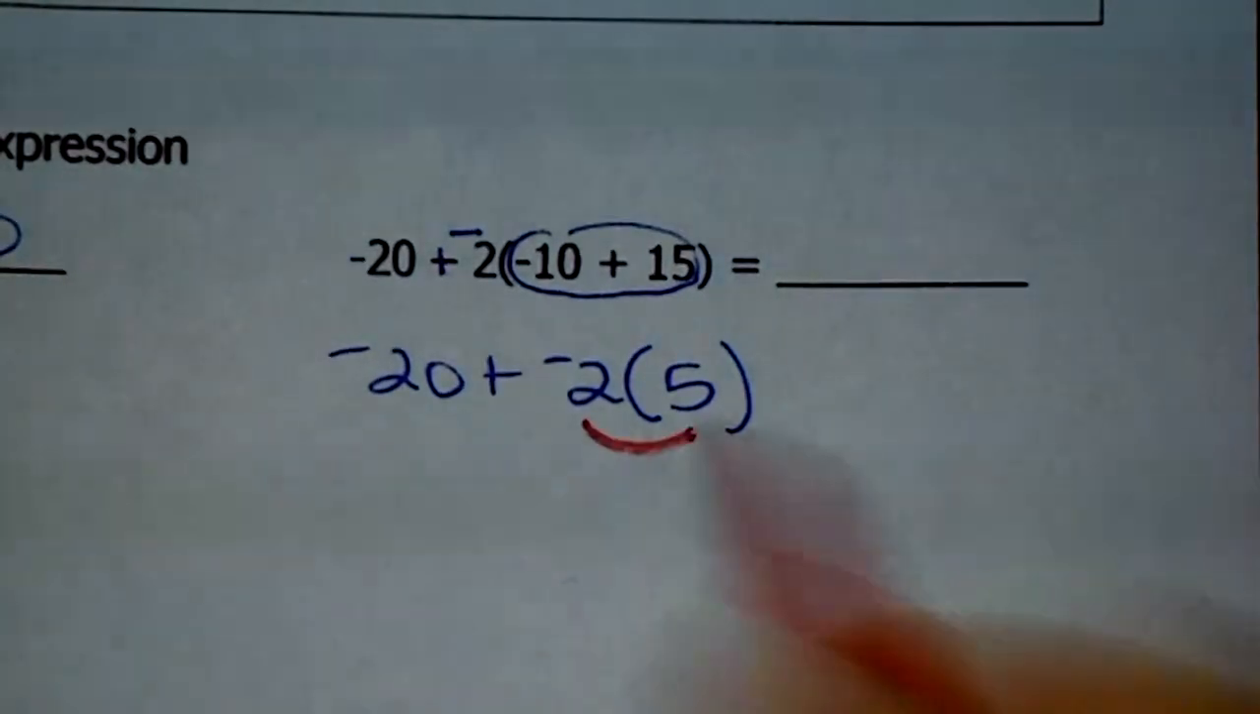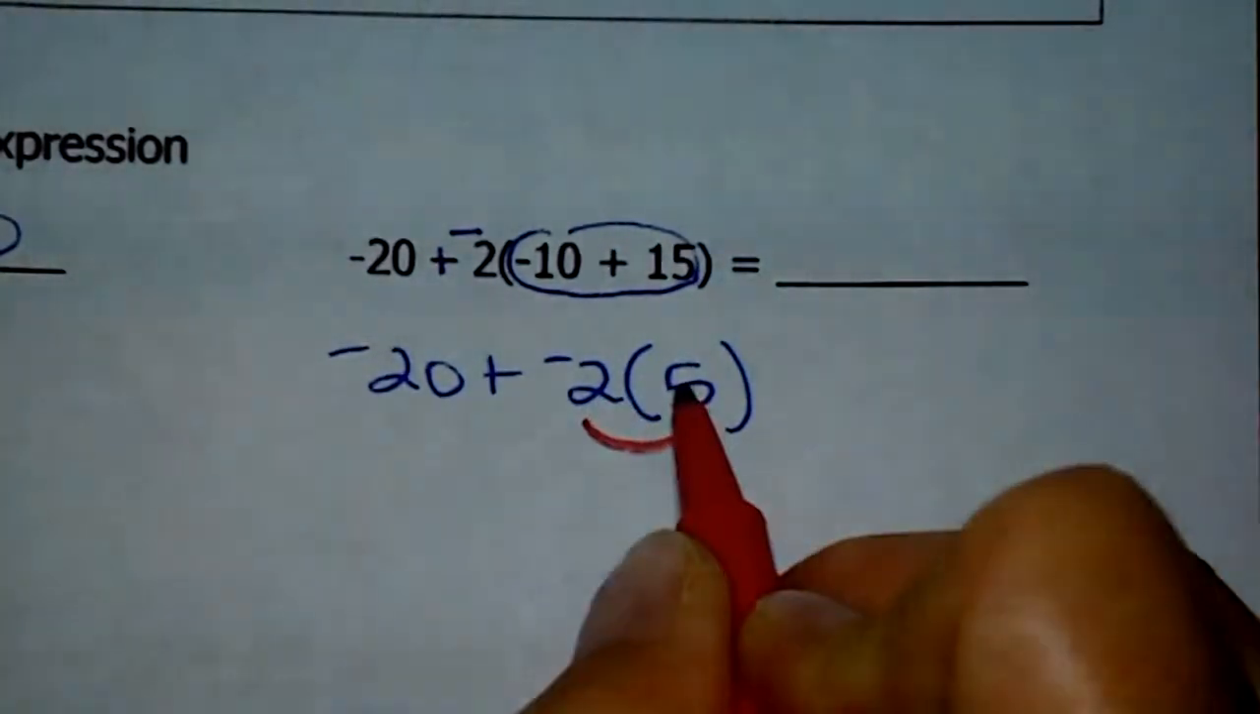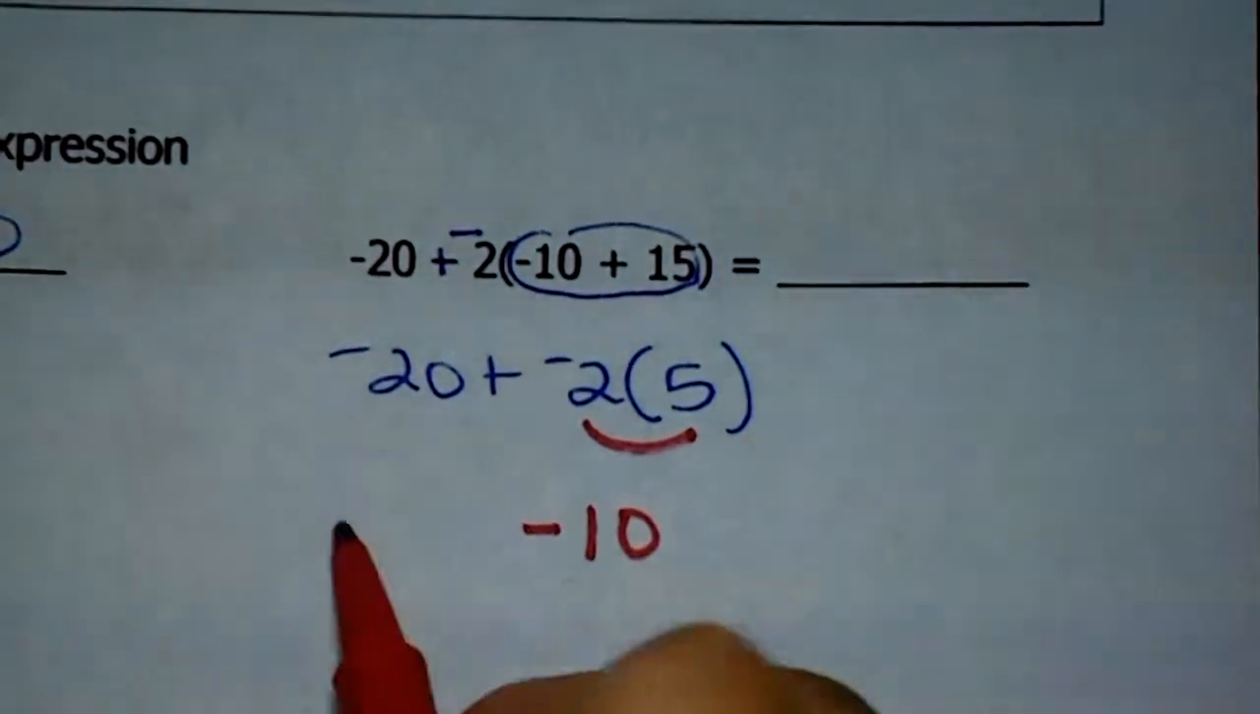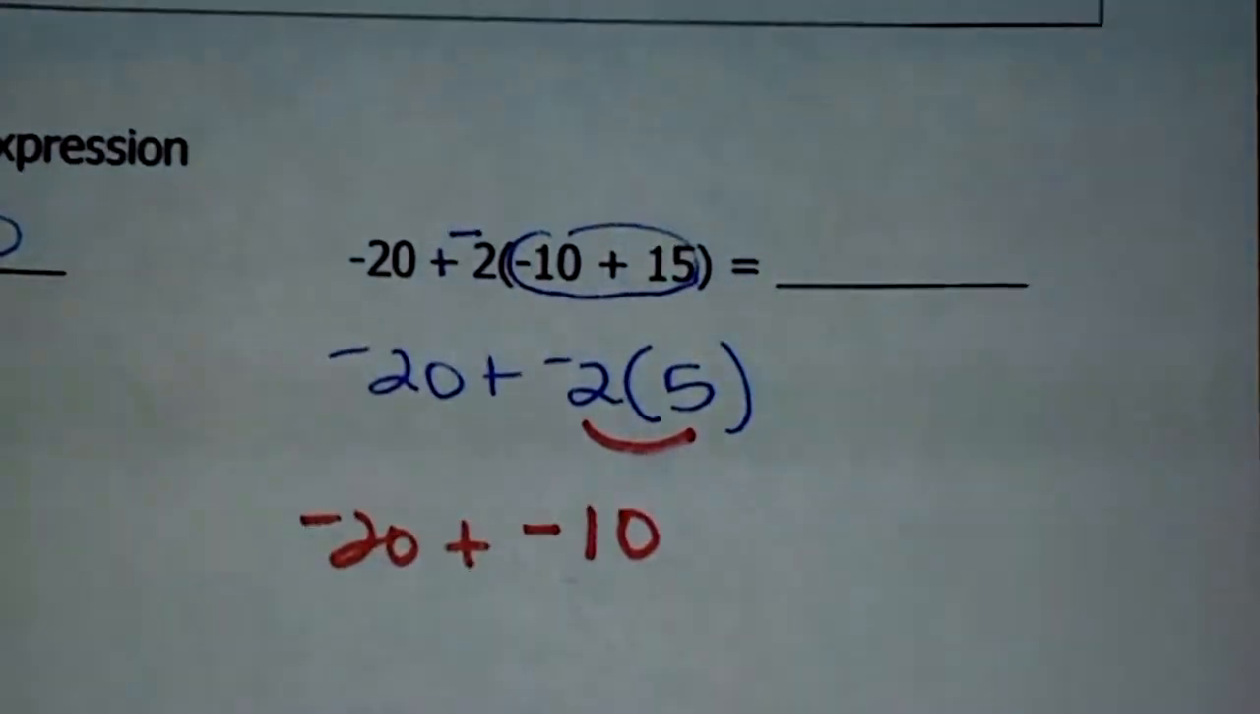So you should do this first. Negative 2 times 5. 2 times 5 is 10. A positive times negative is a negative. And I still have this negative 20 being added to that.